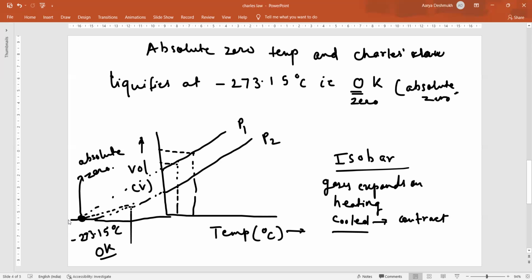When you talk about Charles law, volume is directly proportional to temperature, V is proportional to T. This is important: V is proportional to T at constant pressure.